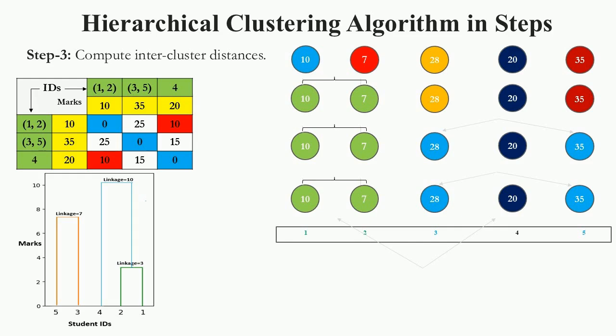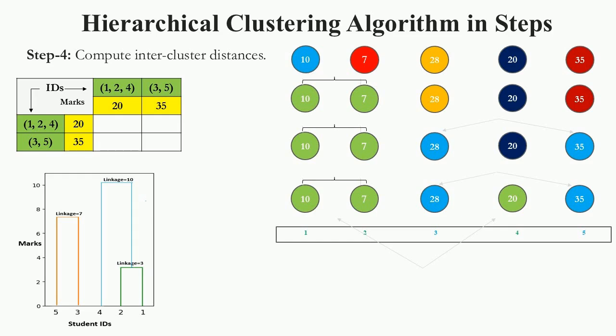The dendrogram is also updated with new cluster formation. The cluster 1 2 and 4 are marked with green color here. And the table is also updated with 1 2 and 4 in one cluster and 3 and 5 in the other cluster. Now, compute the intercluster distance as done earlier. Cluster 1 2 4 with cluster 3 5 in the table. And same way, cluster 3 5 with all others.